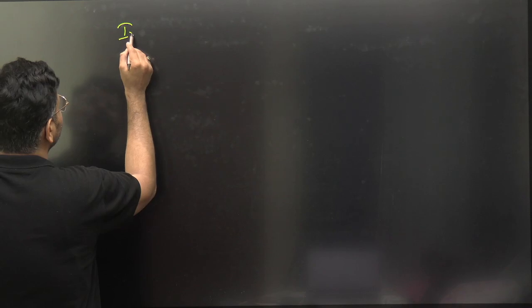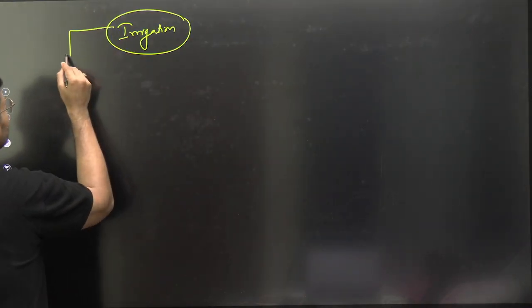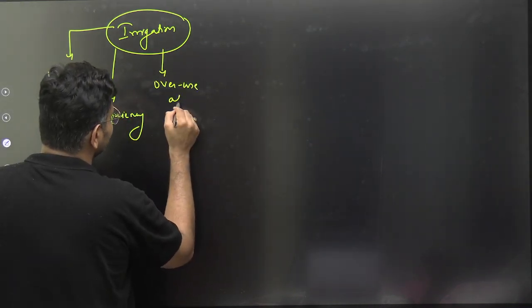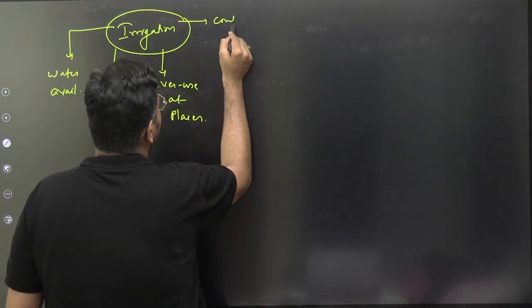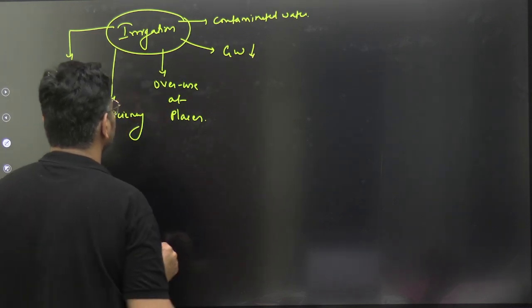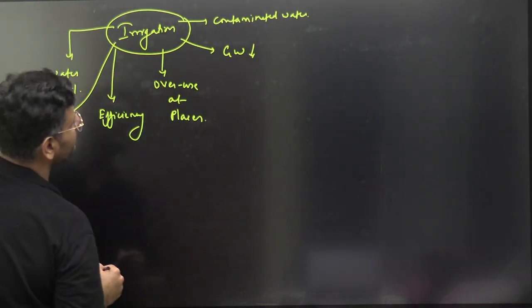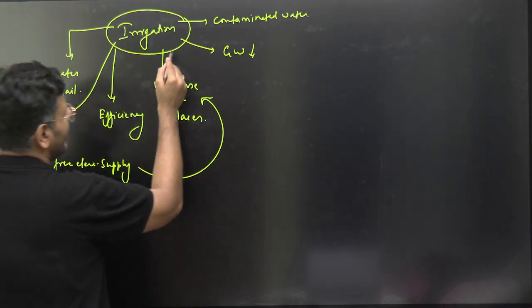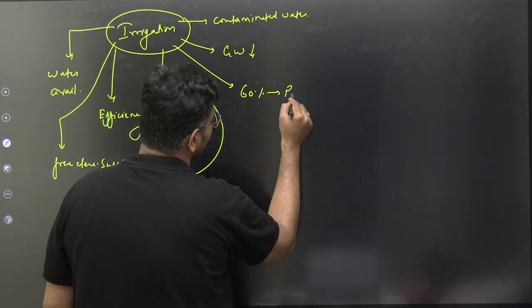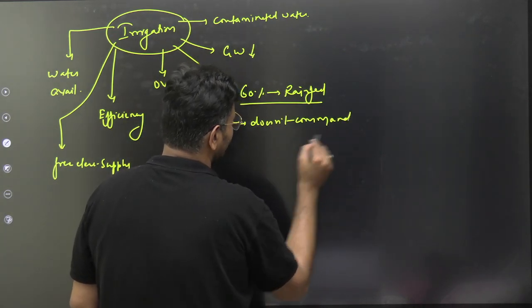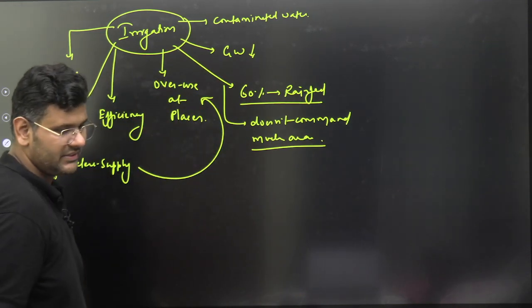Let's find out, sir. Our irrigation system is marred with a lot of problems. Number one, the problem of water availability, the problem of efficiency, the problem of overuse at places, the problem of contaminated water, the issue of groundwater going down, the issue of free electricity supply and hence overuse. We have 60% area under rain fed. That means irrigation still does not command much area. These are the issues going on, sir.